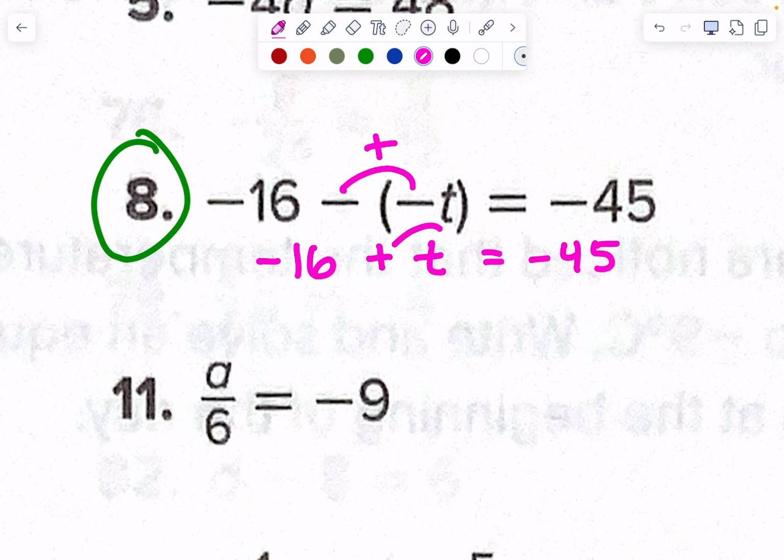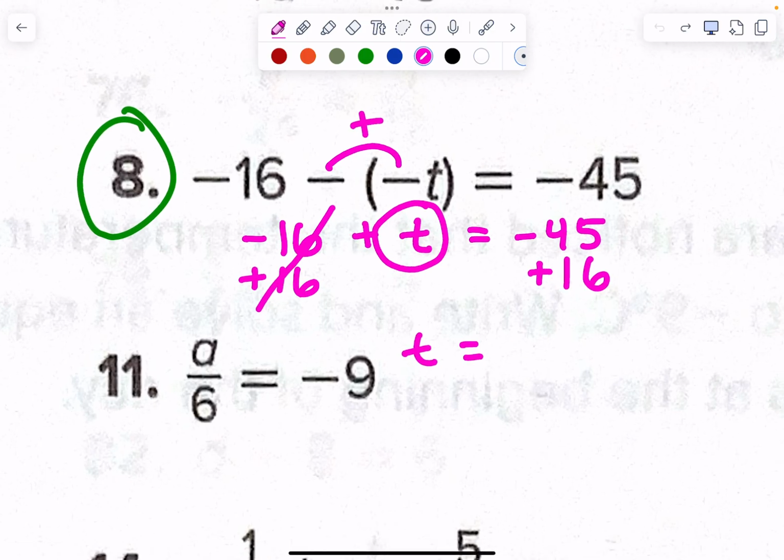All right, I want to get the t by itself. How do I get rid of the 16? I'm going to add 16 because the 16 is negative, and that's going to cancel them out. Add 16. So all I have left is t. What's negative 45 plus 16? Negative 29. You betcha.